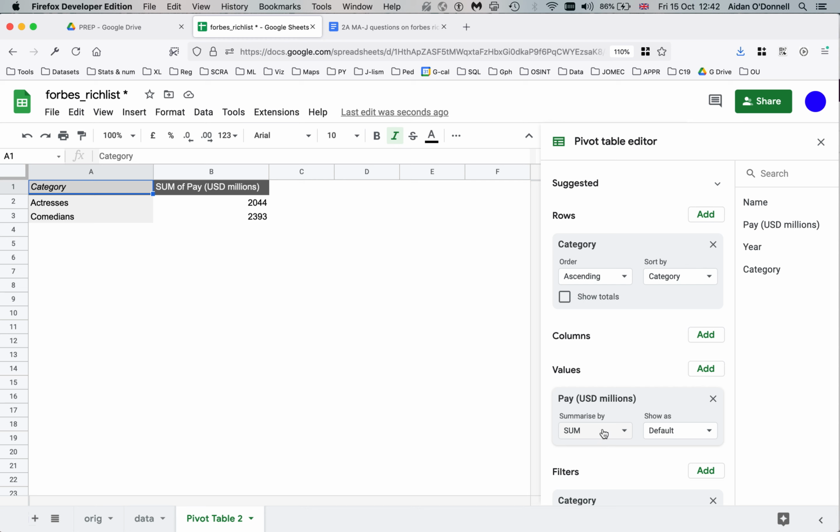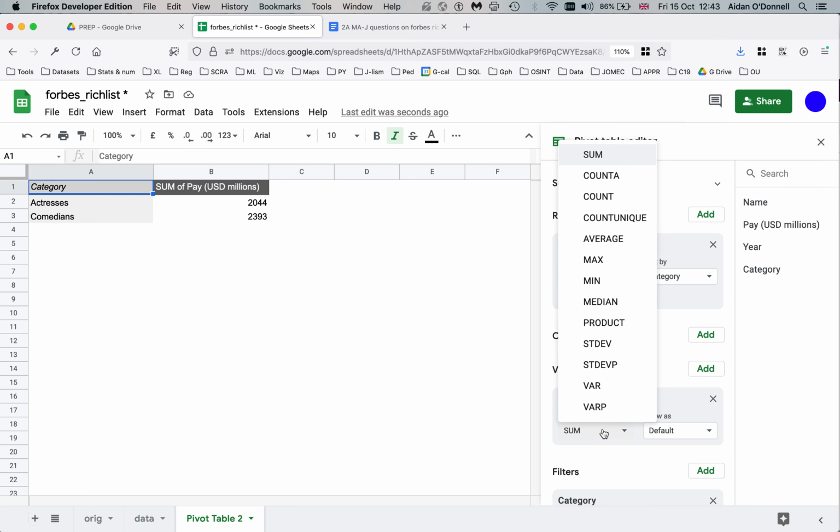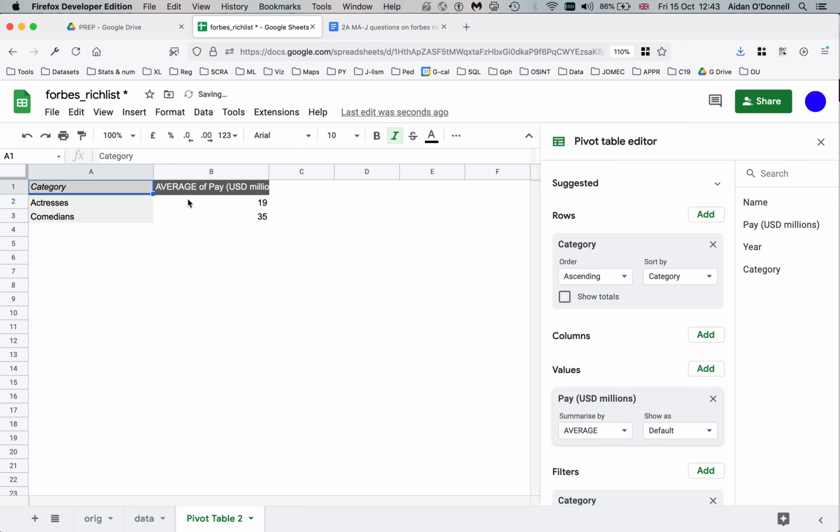If you take all the earnings for actresses divided by the number of actresses, that's what we get. And the same with comedians: all the earnings added together divided by the number of comedians. So we would like to see an average. Actresses make 19 million on average over the period, so those are 19 versus 35.